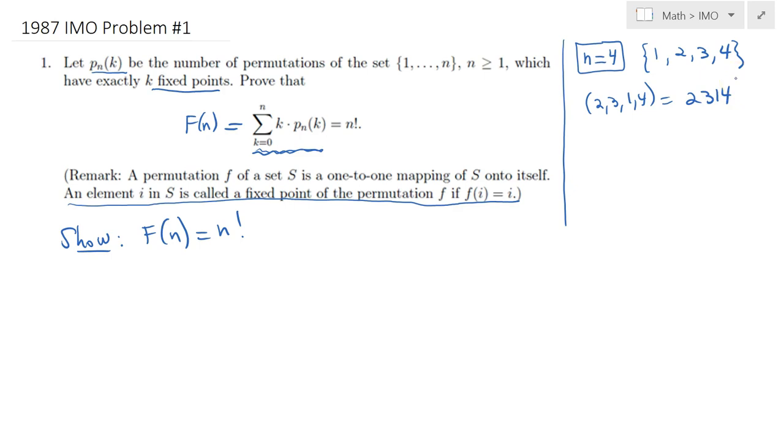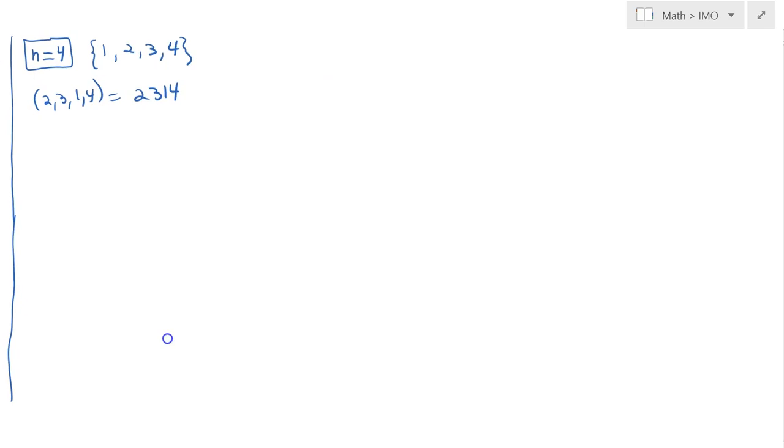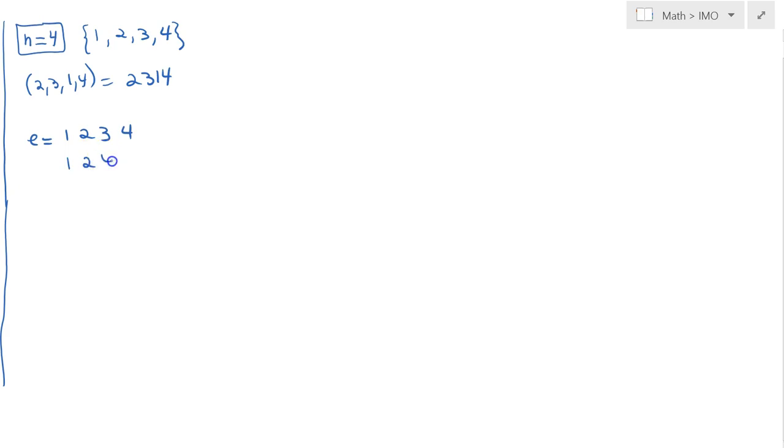Okay, so let's create the list of all the permutations that are available. We can start with the identity permutation, E equals 1, 2, 3, 4, and then we have all the other permutations which will follow up: 1, 3, 2, 4, 1, 3, 4, 2, 1, 4, 2, 3, and 1, 4, 3, 2, and then we have those which begin with a 2.